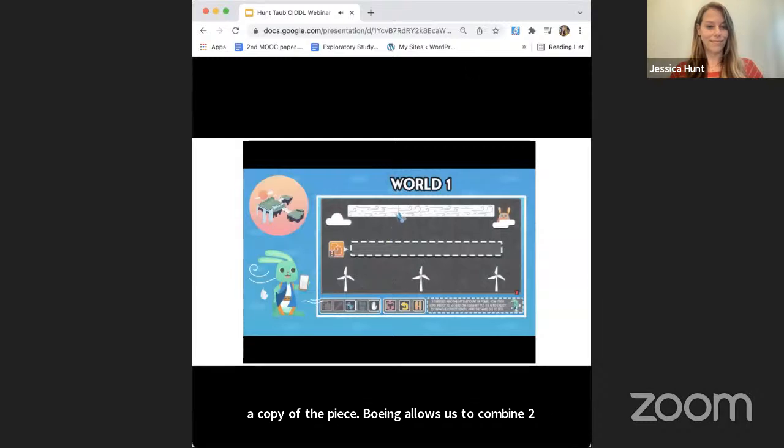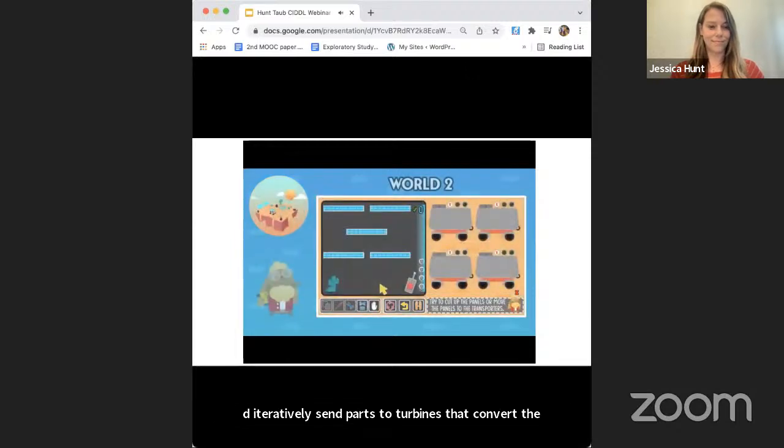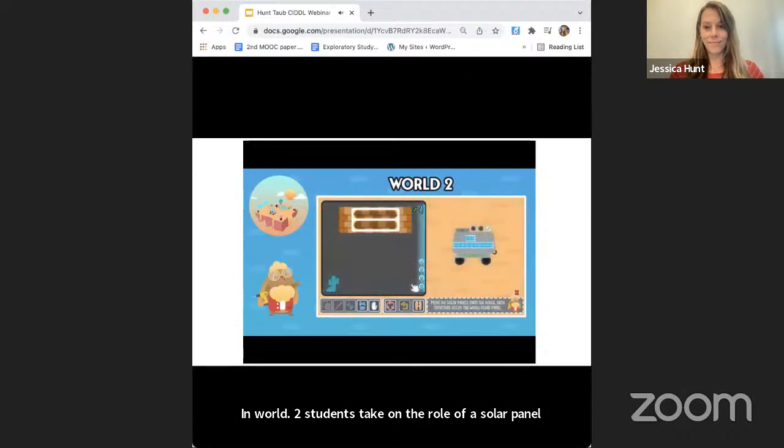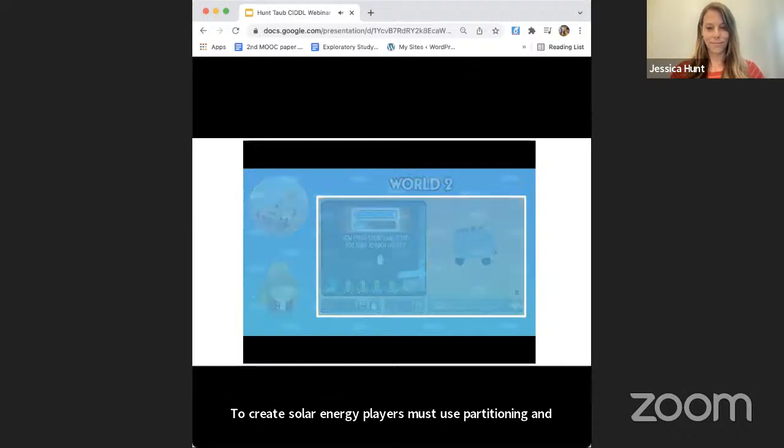In World 1, students step into the world of a wind technician, where they learn to partition wind and iteratively send parts to turbines that convert the wind into energy. In World 2, students take on the role of a solar panel technician, where they engage in distributing solar panels to homes to create solar energy. Players must use partitioning and iterating to determine the equal share of panels each site needs to receive.